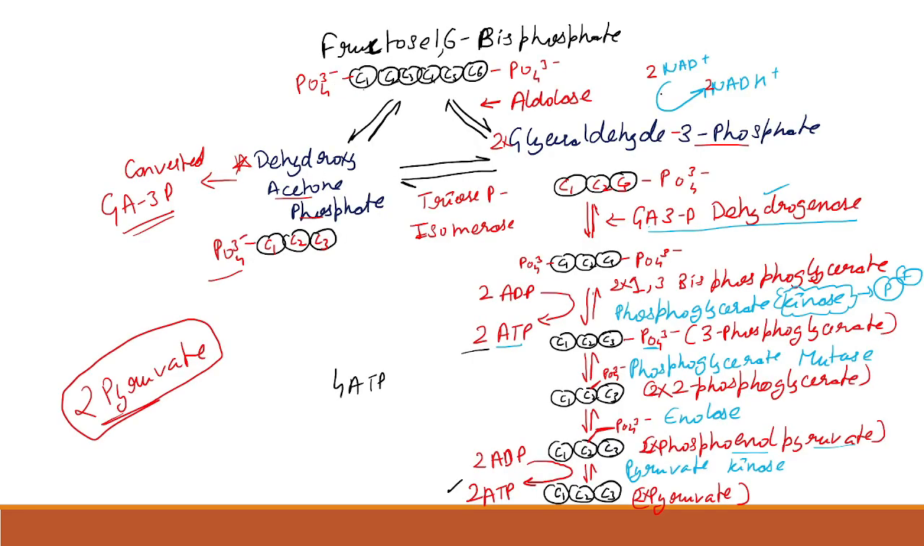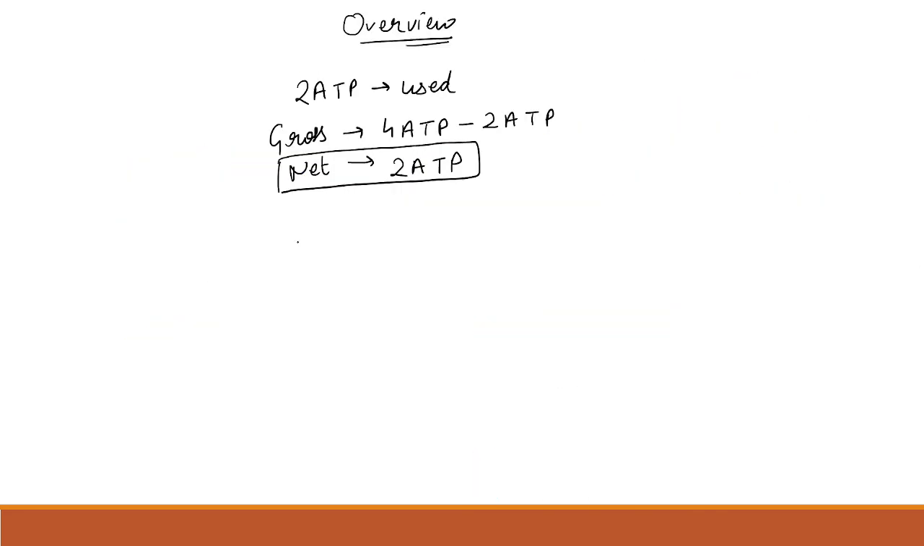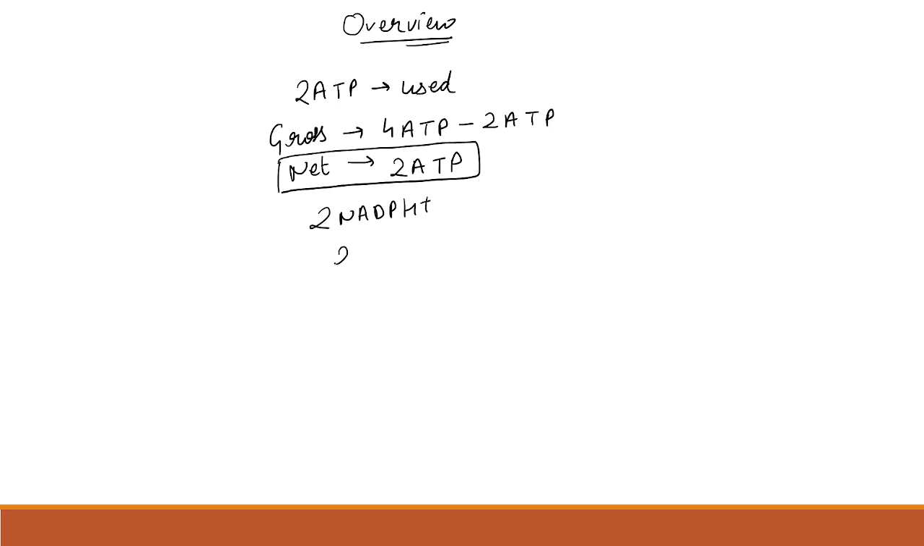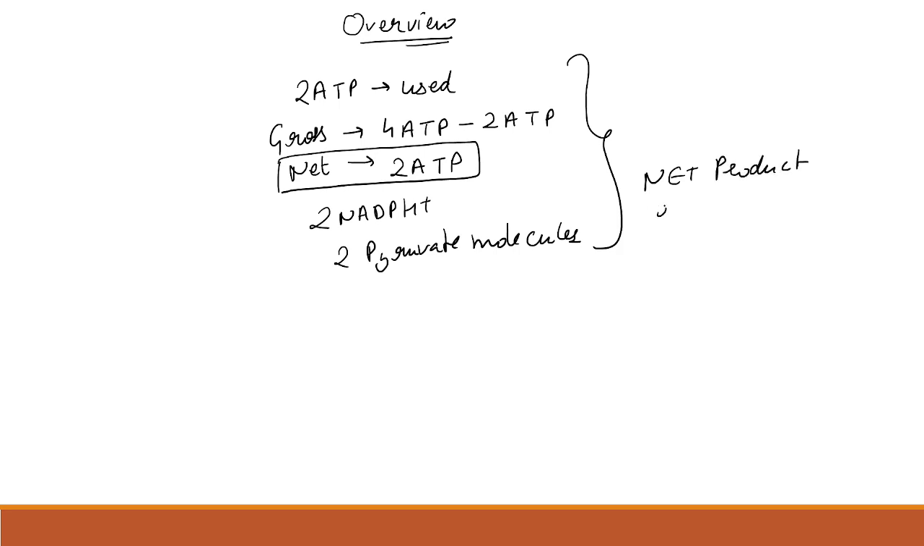And then in this step we got NADH. How much NADH will we get? 2 NADH molecules, and 2 pyruvate molecules. We got 2 pyruvate molecules overall from this process. So this was the net product which we got at the end of glycolysis.